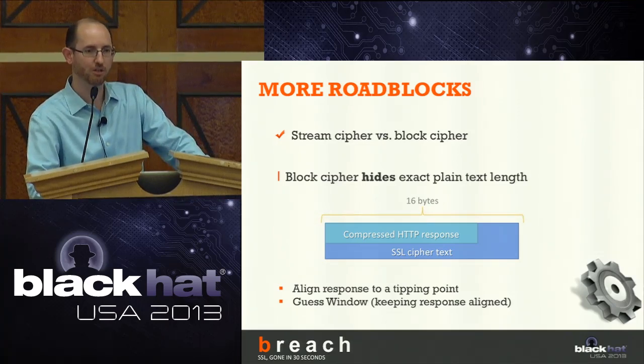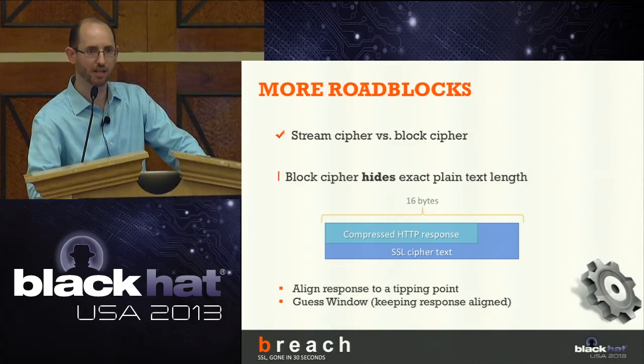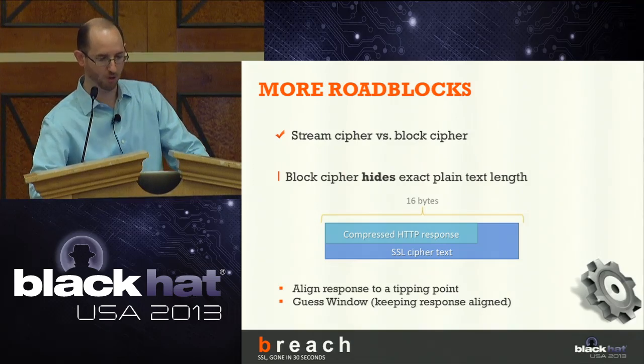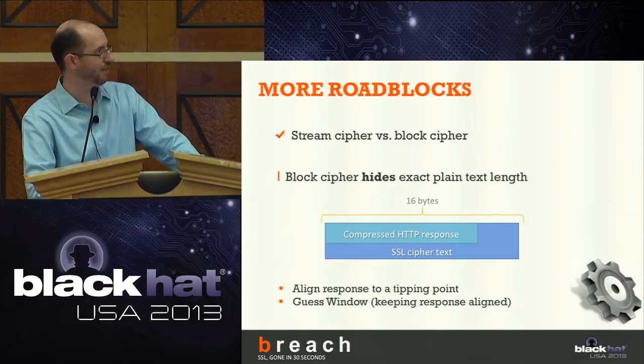So what we do in this case is we keep a window that we're using all the time. We're keeping a guess window. That guess window is always going to be constant, and that helps stabilize the response sizes to always stay the same size, especially the input to the cipher. So if we're always keeping, let's say, 10 characters, as we guess another character, we'll add it and we'll drop the first. We're always keeping 10, and that will keep us aligned to the tipping point, keep our Oracle happy, and we'll be able to overcome block cipher and BREACH.